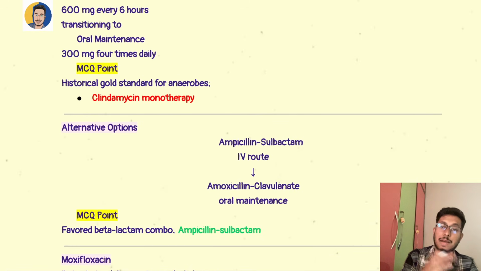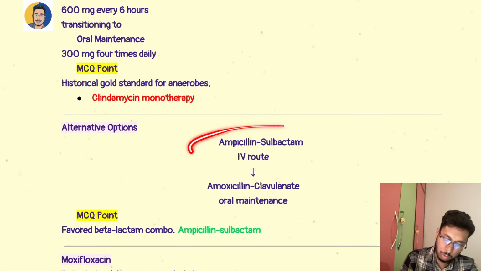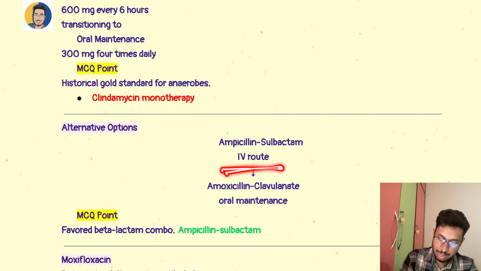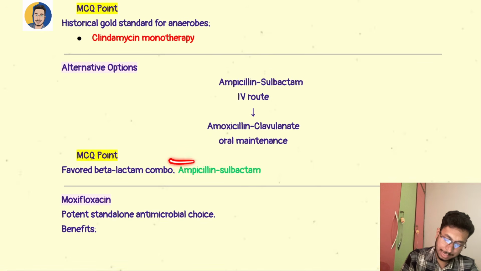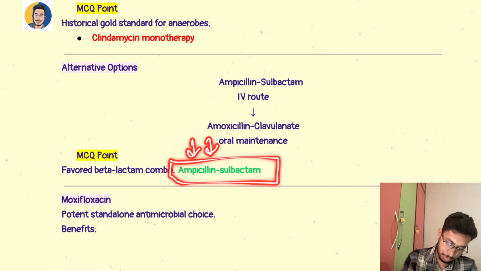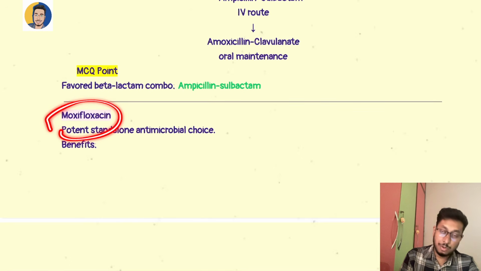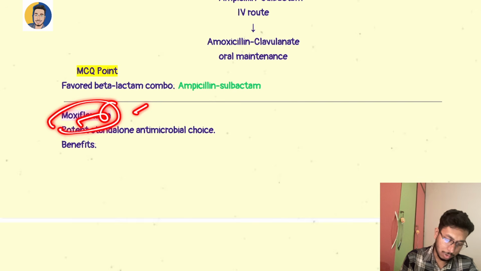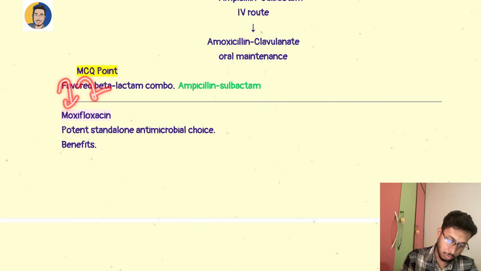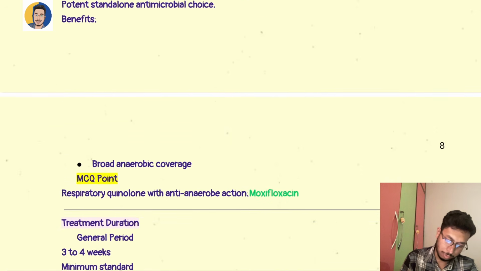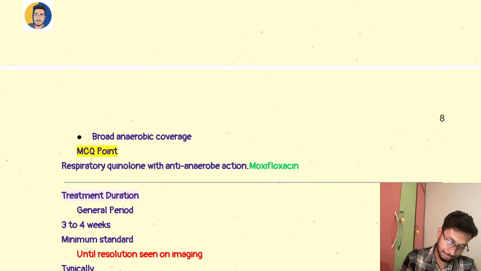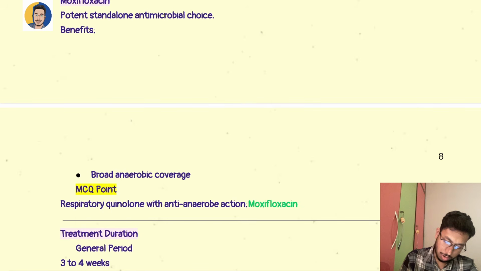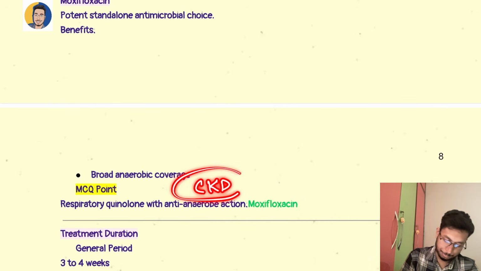Alternate option, if clindamycin is not possible or clindamycin allergy is there, we can consider ampicillin sulbactam by IV route and amoxicillin clavulanate for oral maintenance therapy. Okay, so the favored beta-lactam combination is ampicillin and sulbactam. Another drug we can go for, if we want the fluoroquinolone group, is moxifloxacin because it is a potent standalone antimicrobial choice. It has broader anaerobic coverage. So the respiratory quinolone of choice for anti-anaerobic action is moxifloxacin. It is also the respiratory quinolone of choice in case of CKD.